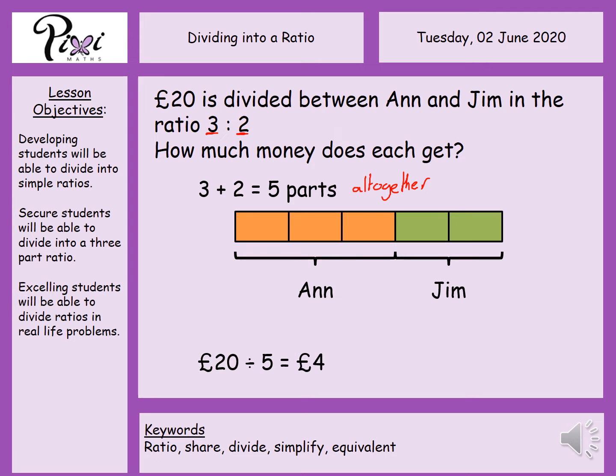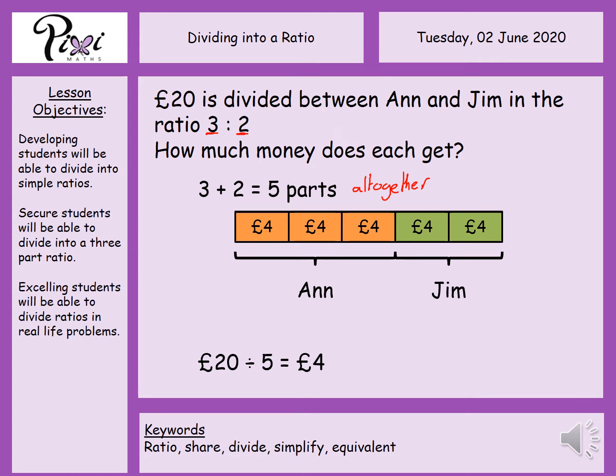Because we're splitting into 5 equal parts, to work out the value of one part, we do 20 divided by 5. And that gives us 4. And so that tells us each box, or each part, is worth £4. So now the last thing to do is to work out how much total each gets.